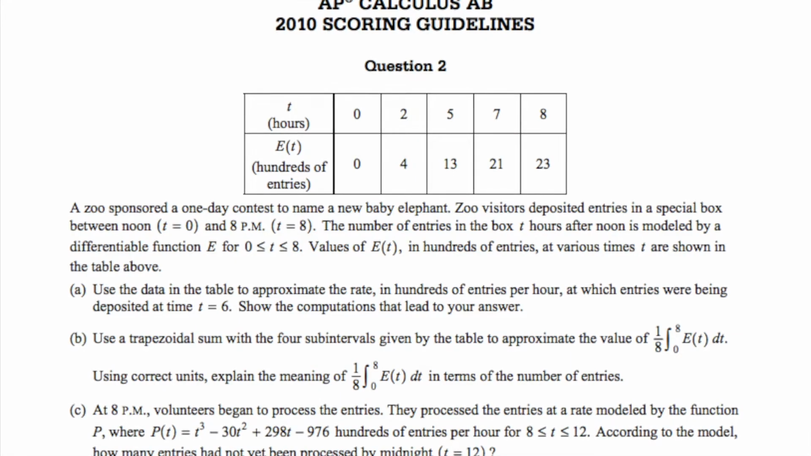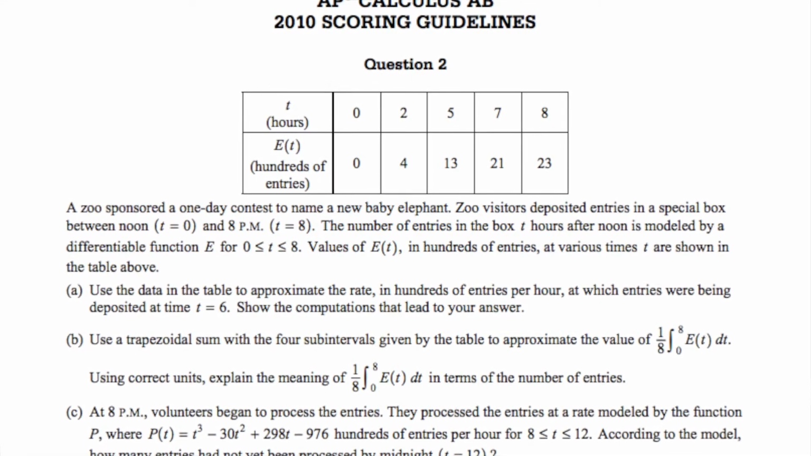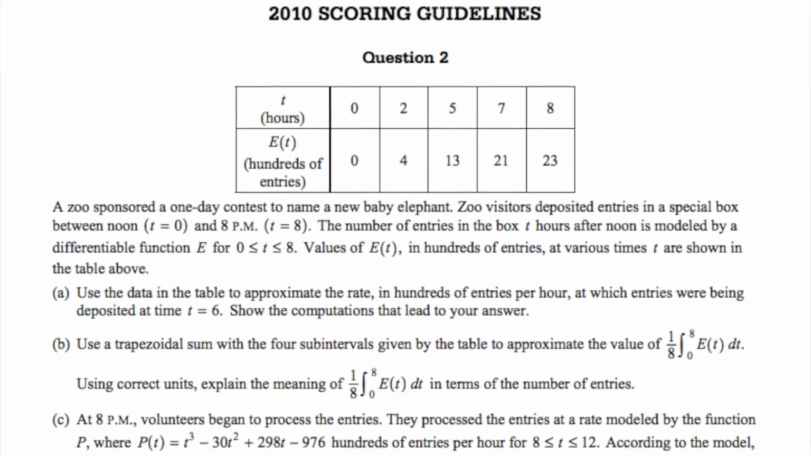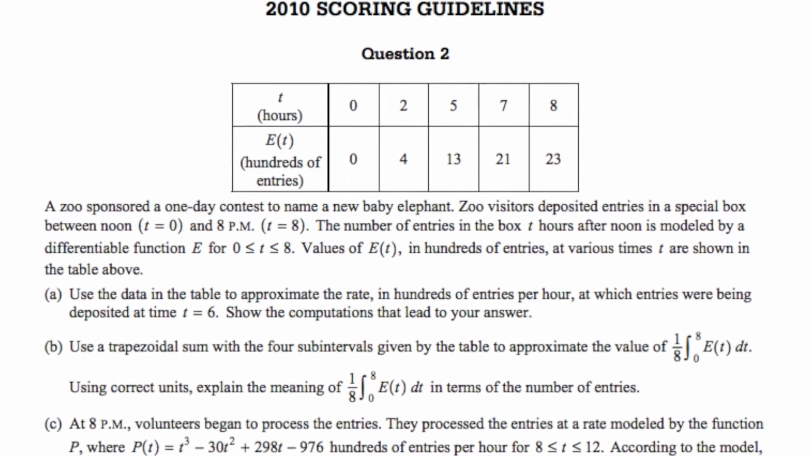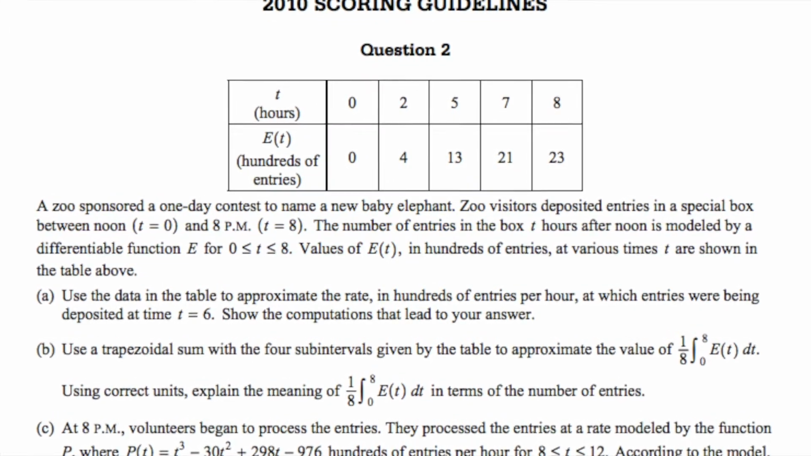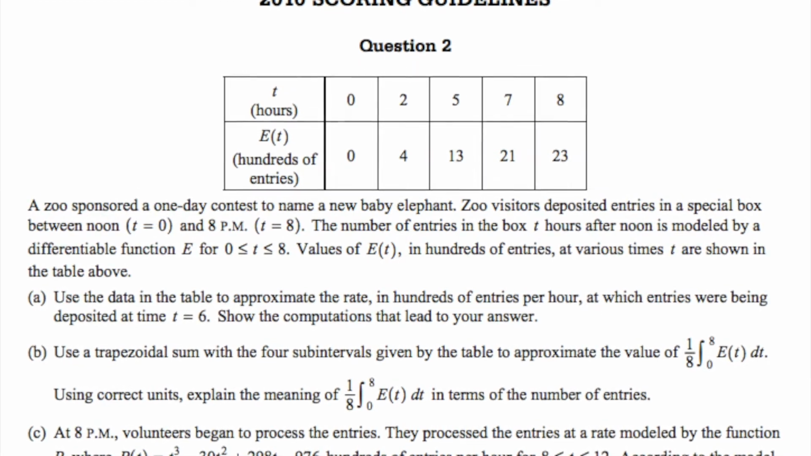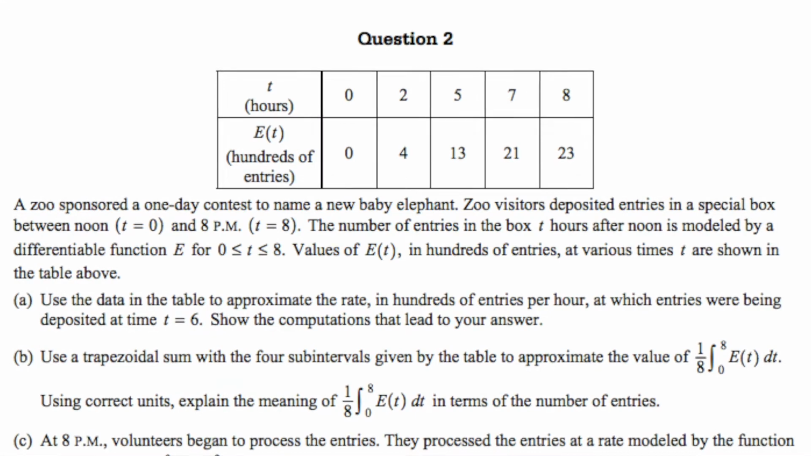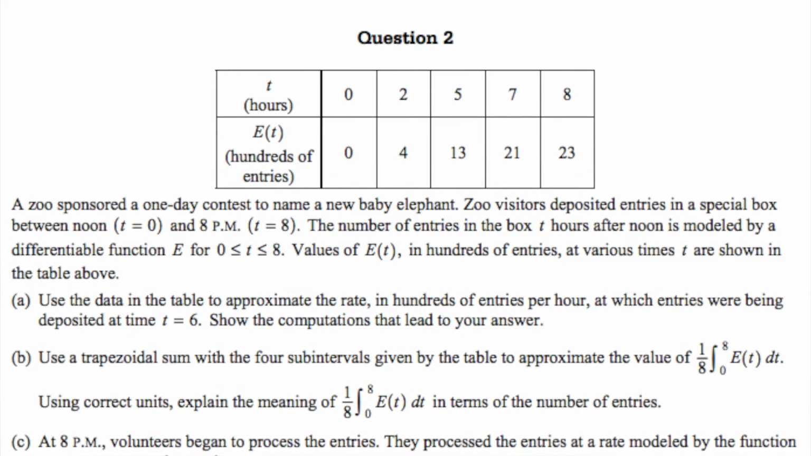Let's go ahead and read the question real quickly. A zoo sponsored a one-day contest to name a new baby elephant. Zoo visitors deposited entries in a special box between noon and 8 p.m. The number of entries in the box t hours after noon is modeled by a differentiable function e. Values of e of t, in hundreds of entries, at various times t are shown in the table above.